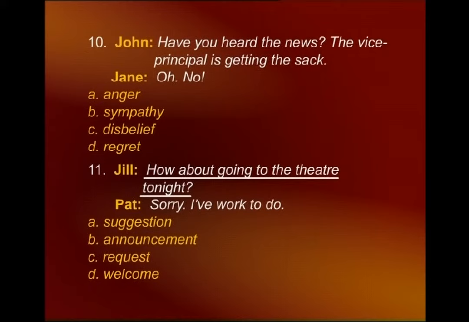Right? And number 10, it's a piece of conversation between John and Jane. John says, have you heard the news? The vice principal is getting the sack. And Jane answers, oh no. Now the words, oh no, what do they convey? Do they convey anger, sympathy, disbelief, or regret? It's C, disbelief. Jane can't believe the information that she's heard from John. And she says, oh no.